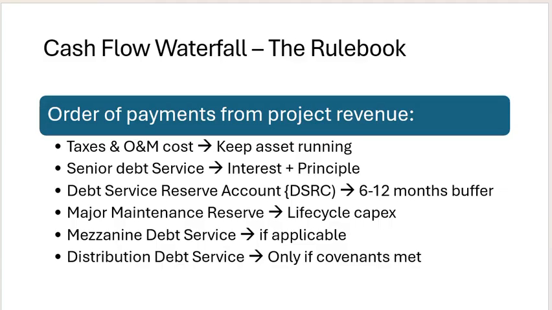Then it is paid to the major maintenance reserve, for life cycle costs, the major maintenance that needs to be done. And then the major debt services, if applicable, we pay for the major debt services, and then distribution is done only if the covenant is met. Then the distribution will happen, and finally it goes to the equity holders account.